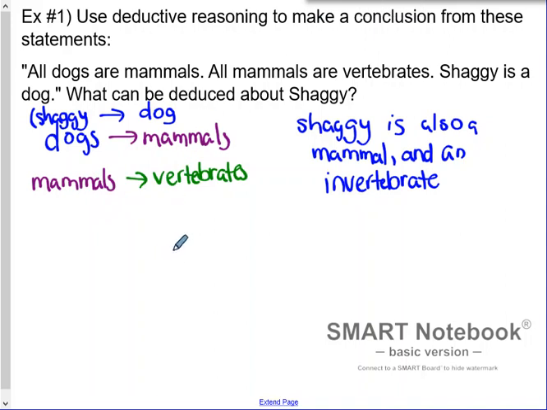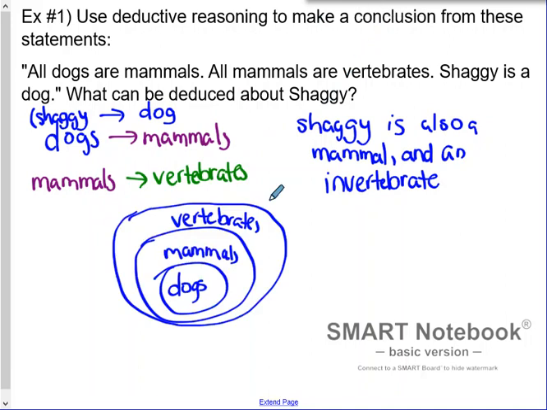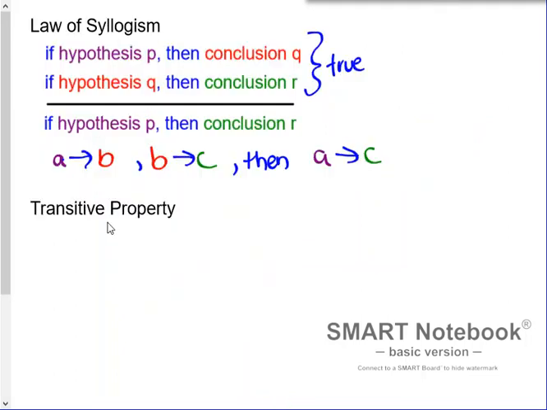So if I were to think about this like a Venn diagram, it would look like this, except not so hideous. So Shaggy would be in here. So Shaggy is also a mammal and also a vertebrate, but there are mammals that are not dogs. So for example, I could have a cat that is also a mammal, is also a vertebrate, but is not a dog.